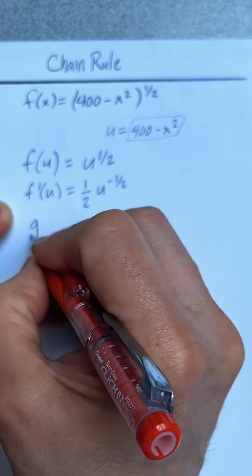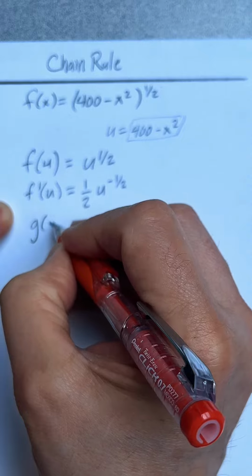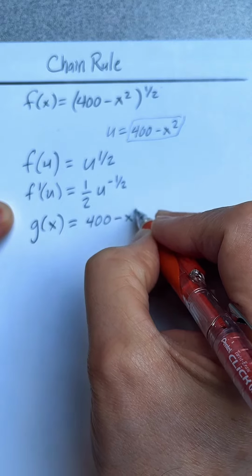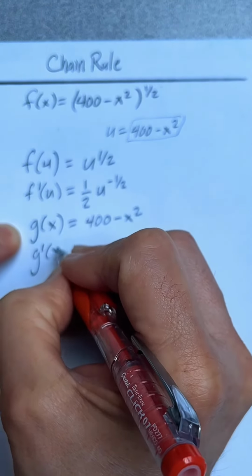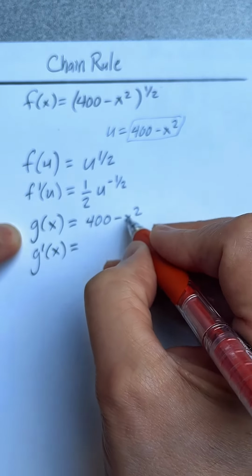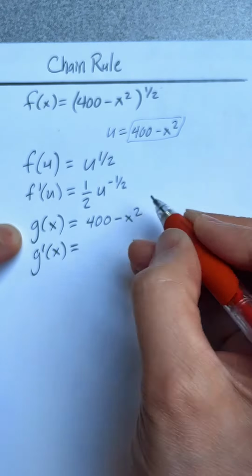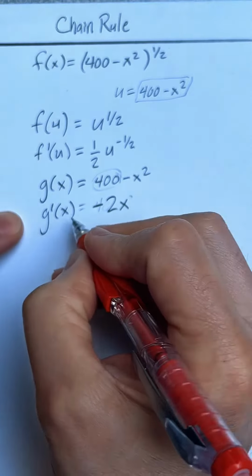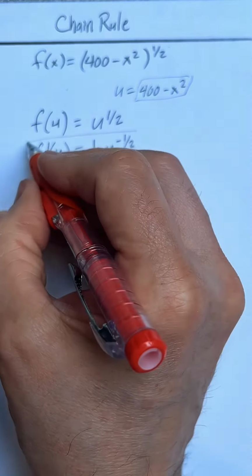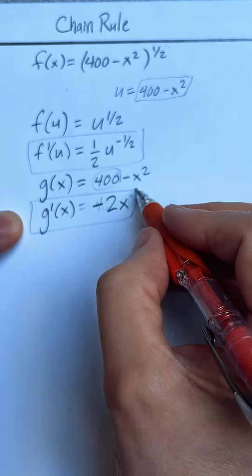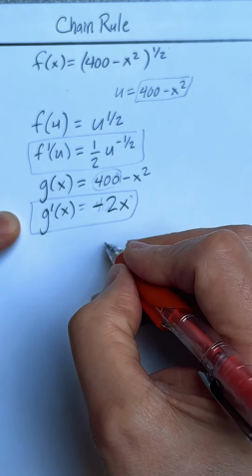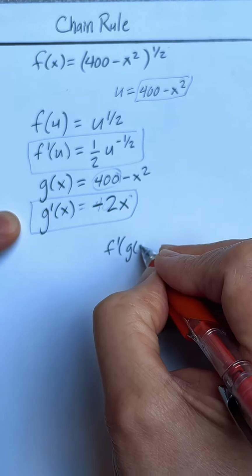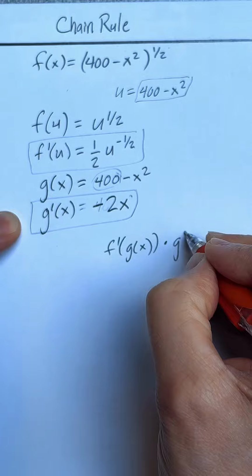So the next step, g of x, excuse me, this will be the inside function, is going to be 400 minus x squared. Now we do g prime of that, which would be 400 just goes away, and you end up with negative 2x to the power of 1. So this becomes negative 2x. And now that we have f prime and g prime, we can put them together, because the chain rule essentially says f prime of the inner function times g prime of x.